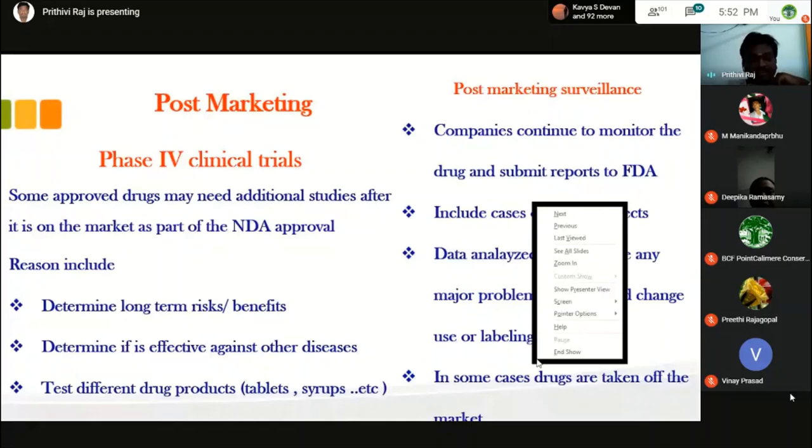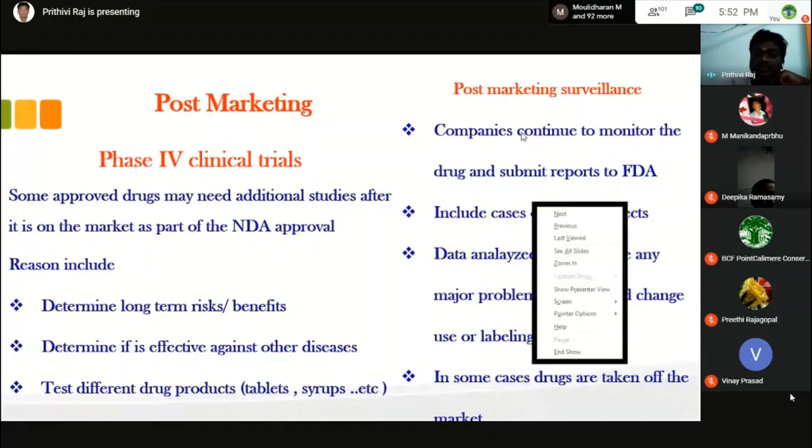So after all these four clinical trials are over, it comes to the post-marketing surveillance, that is, on the company's side. The pharma companies will continue to monitor the drug and submit the reports again to the FDA, whether your clinical trials from phase 1, phase 2, phase 3 are true or not. If they are getting the same result, what you have done is okay. They can also give the clarification and the certification to the FDA that what you have done in your research is good and it is approved. So these are the things that should be done by the company.